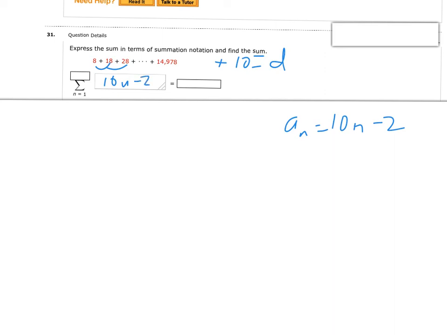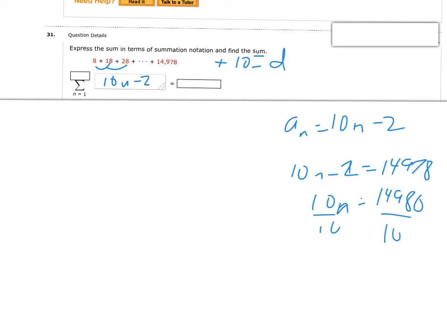We then need to figure out what this last term is. So once again, I'll set that equal to that last term, 14978. So 14980 equals 10n. And then we'll divide that by 10, which is 1498.